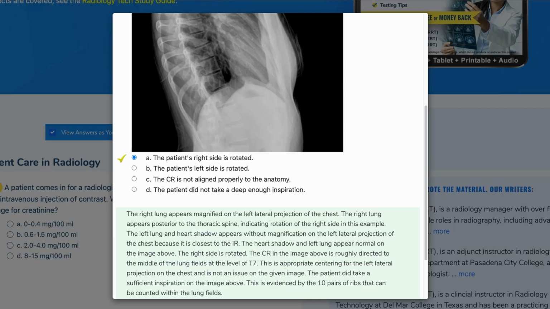The CR in the image above is roughly directed to the middle of the lung fields at the level of T7. This is appropriate centering for the left lateral projection of the chest and is not an issue on the given image. The patient did take a sufficient inspiration on the image above. This is evidenced by the 10 pairs of ribs that can be counted within the lung fields.